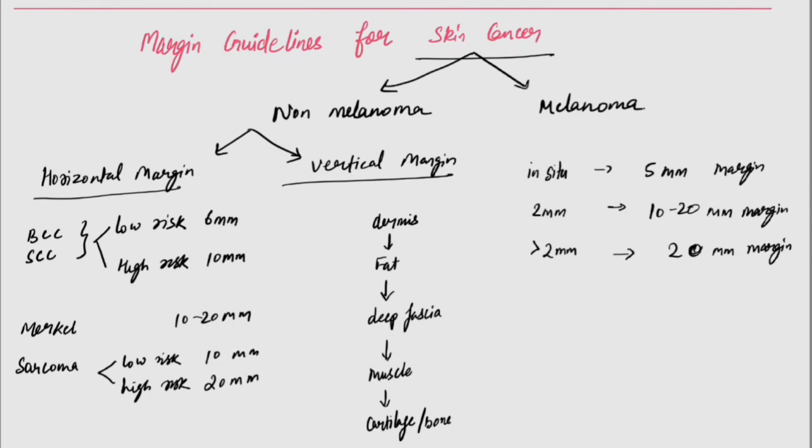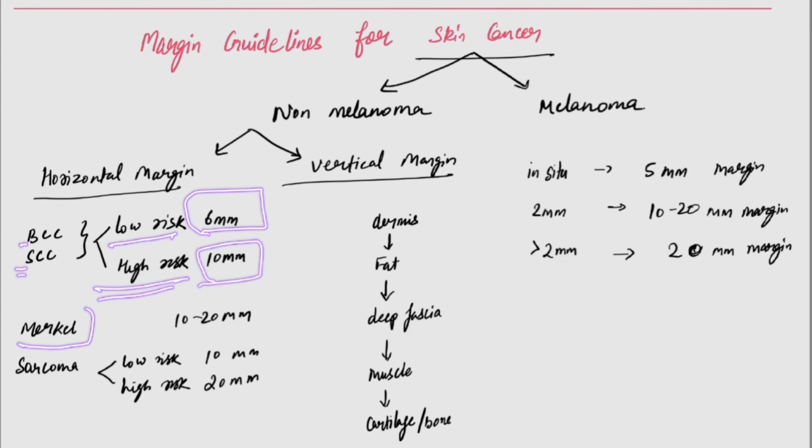Margin guidelines for skin cancer. In case of non-melanoma cancers, there is a horizontal margin for BCC, basal cell carcinoma, and squamous cell carcinoma. For low risk, we take a margin of 4 to 6 mm, and for high risk we take a margin of 10 mm.